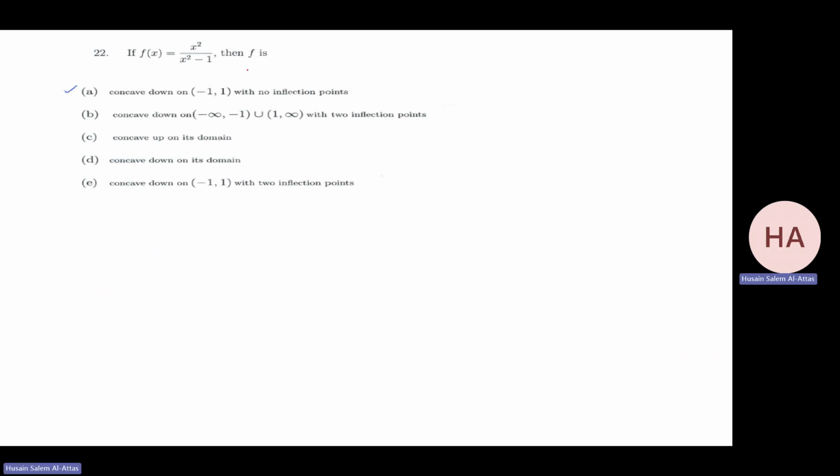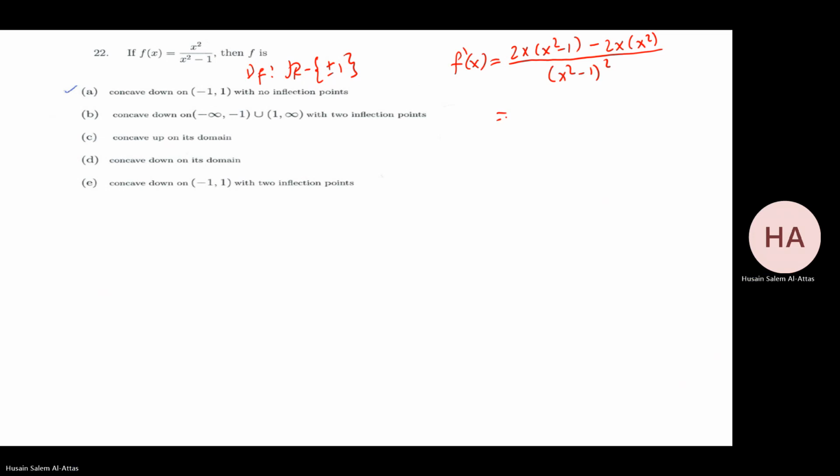Now we'll do the calculation. First, what's the domain of f? All real numbers except plus or minus 1. I will do the calculations. f prime will be 2x times x squared minus 1, minus 2x times x squared, over x squared minus 1 all squared. And that will be 2x cubed minus 2x minus 2x cubed over this. That is minus 2x over x squared minus 1 all squared.